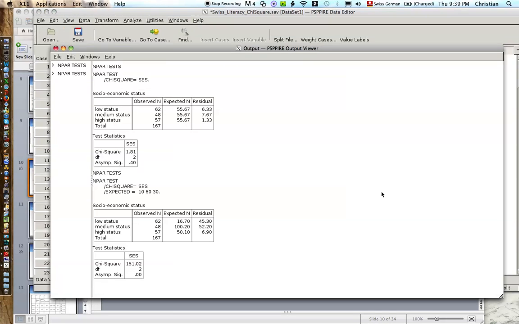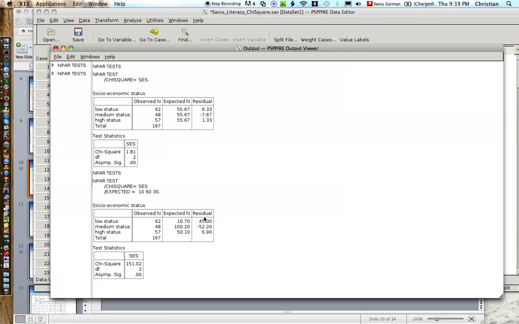Move the output. And now we see the observed frequencies, and that's exactly the same as before. Now, if we say that 10% would be in the lowest status, 10% of 167 is 16.70. 60% of 167 would be 100.20, and 30% of 167 would be 50.10. So that's what we would expect if we match the population.